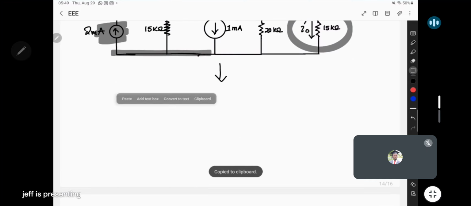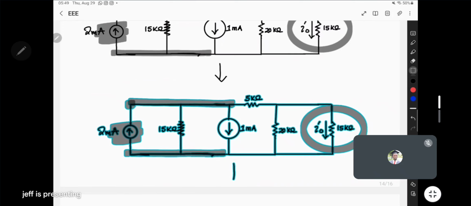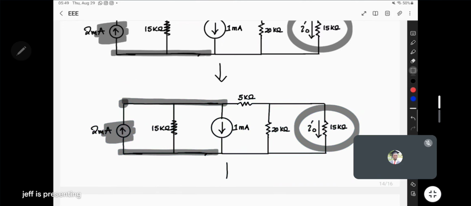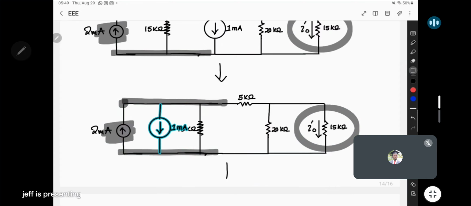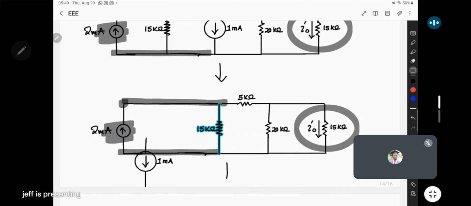So I can redraw my circuit such that now this can move a little bit this side. This can move this side. It's still the same thing. I haven't made anything, I haven't changed anything here. The circuit remains the same. How on earth am I going to copy this? Do it bit by bit.